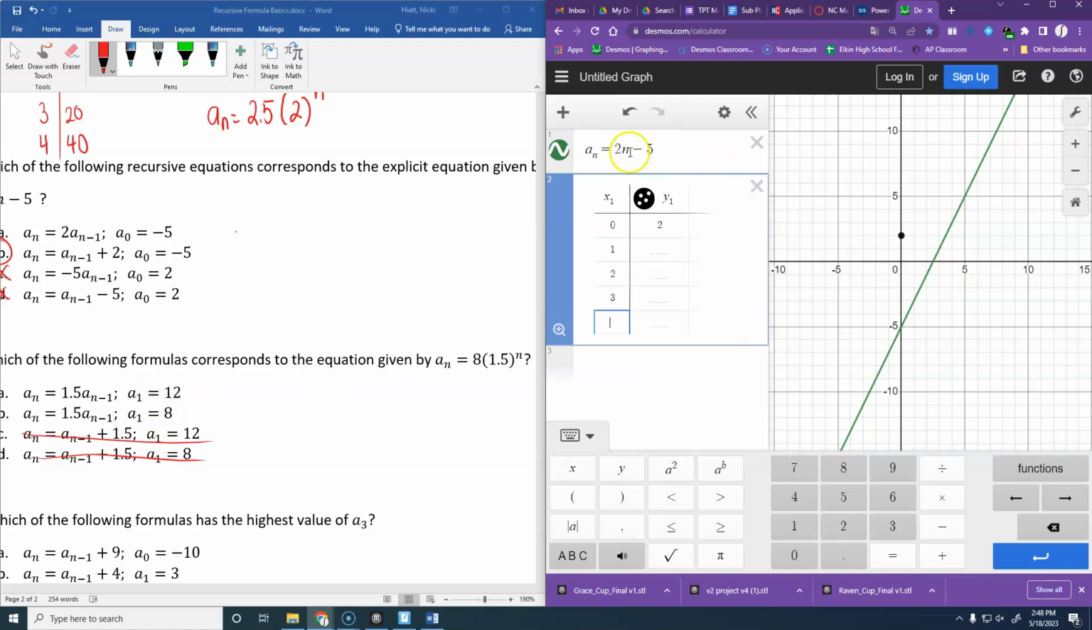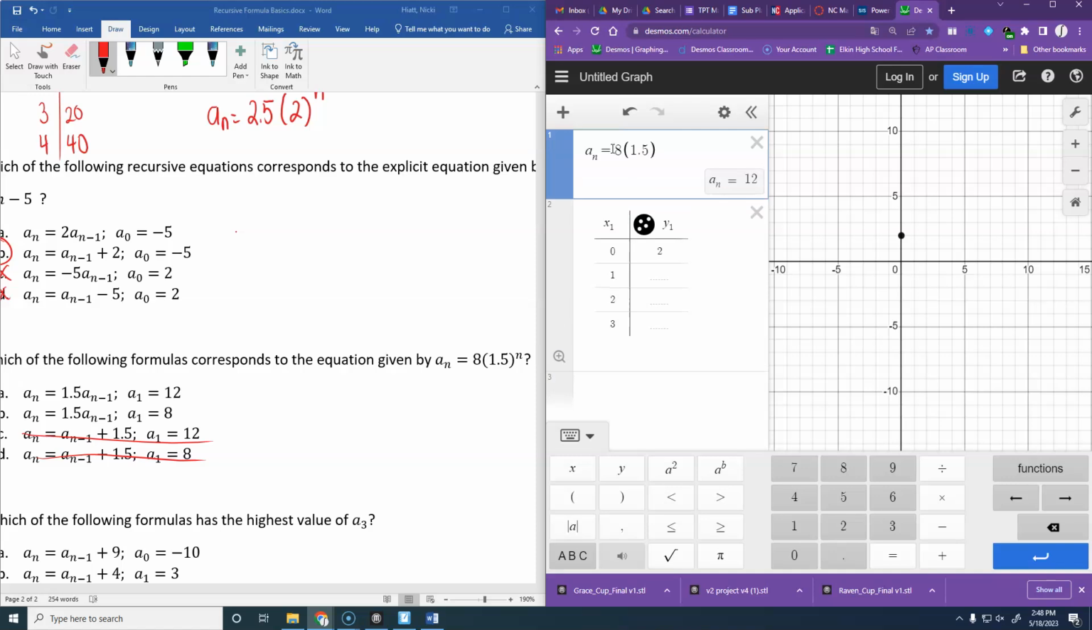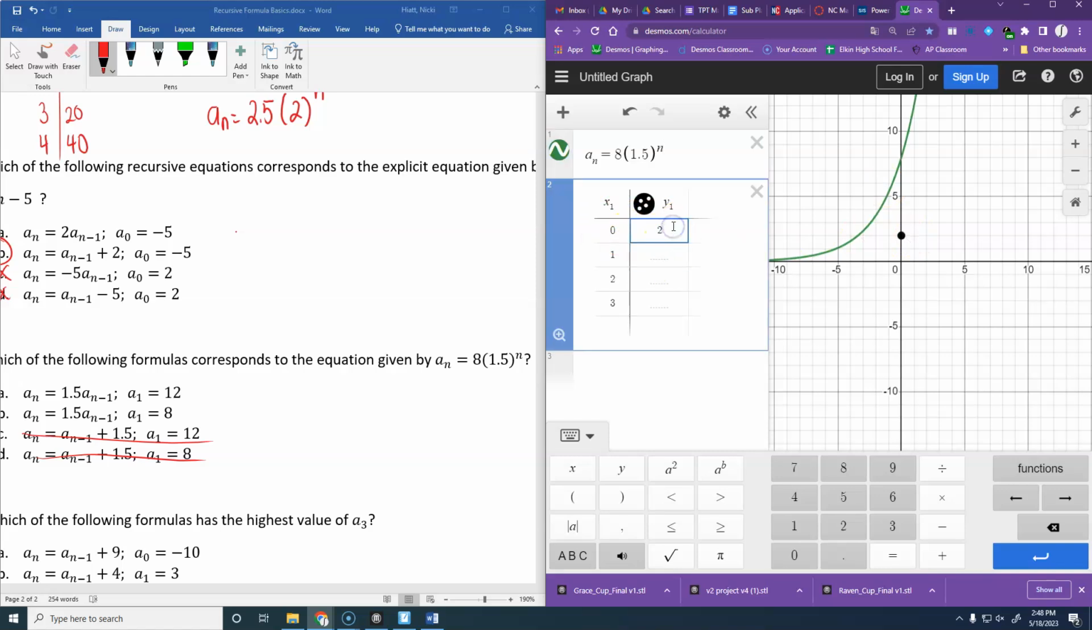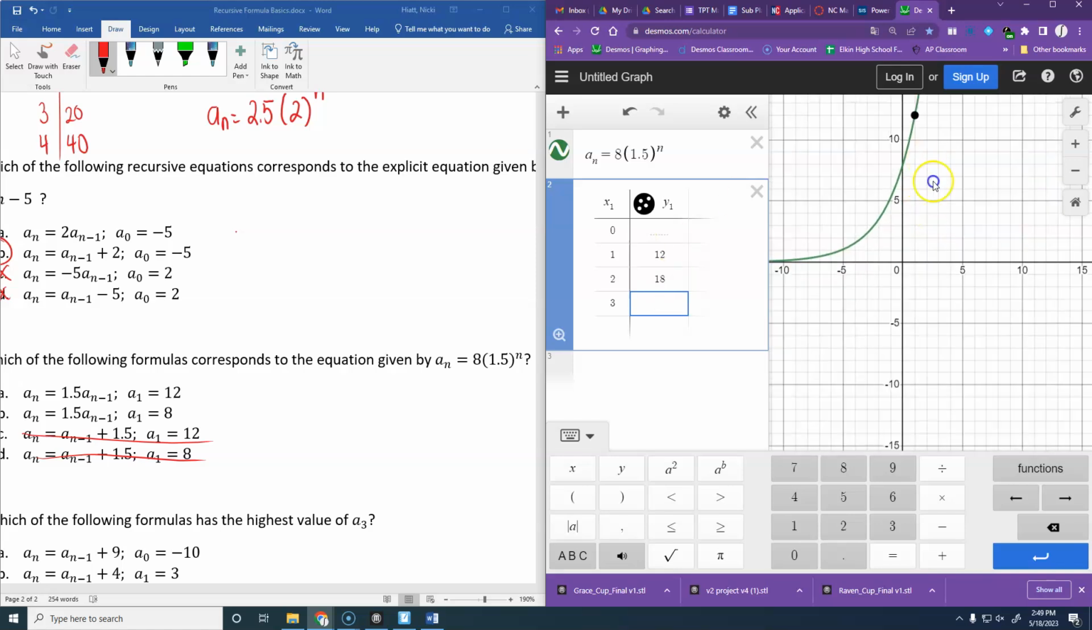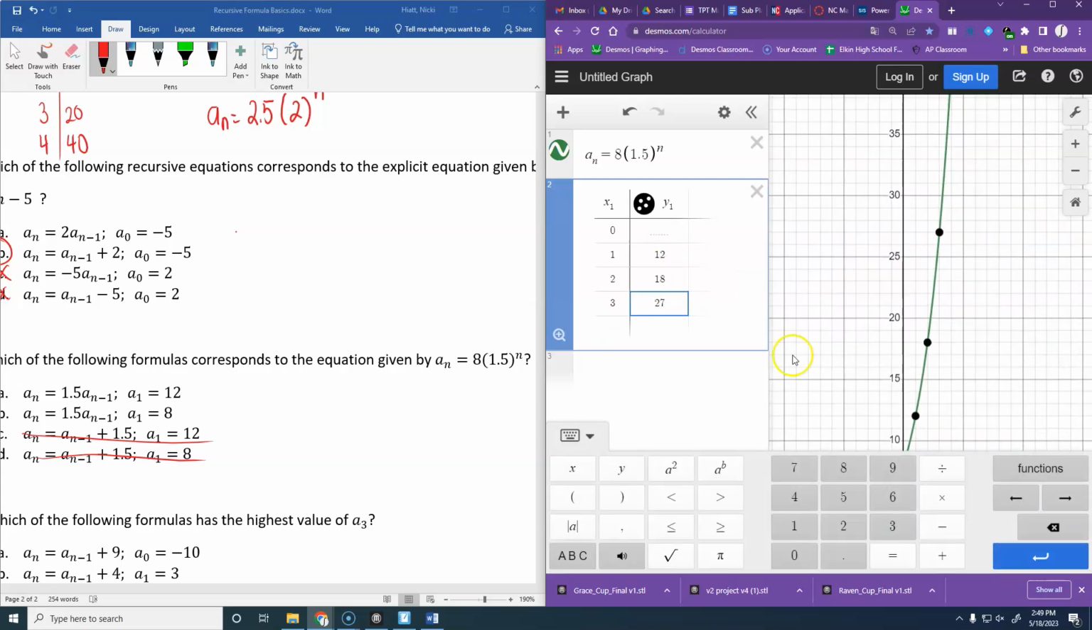You could also do like we did on the last problem, a sub n equals 8 times 1.5 to the n power. It's going to graph it for you. You can make yourself a table. You don't really have anything for 0. You could do 12. And if you multiply it by 1.5, 12 times 1.5 is going to give you 18. Then you can multiply by 1.5 again. And you can't really see this, but you get 27. And then those fall on the line. So that lets you know that that is good if you're double checking. So A would be your answer there.